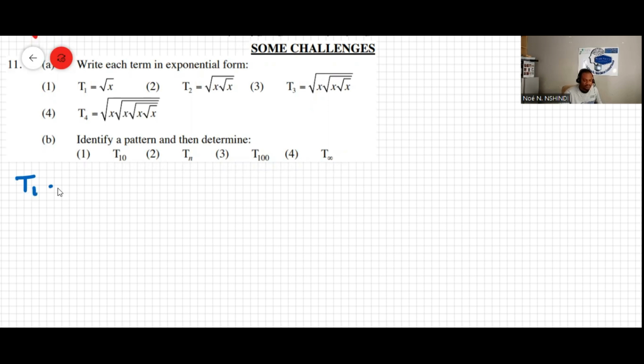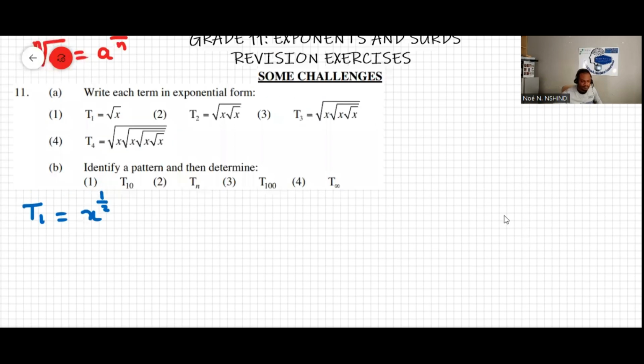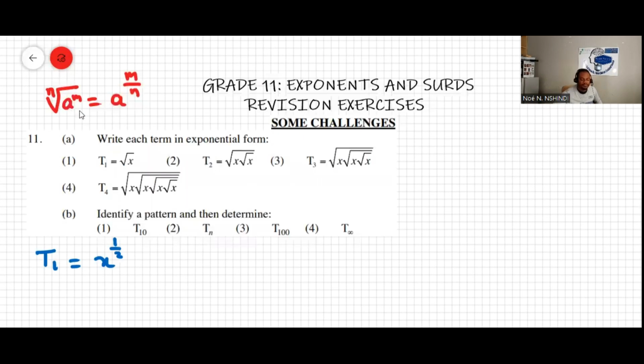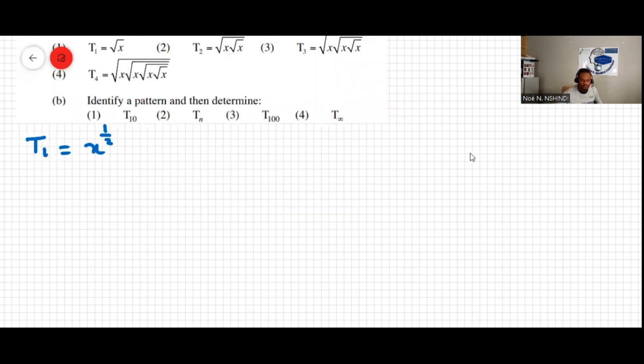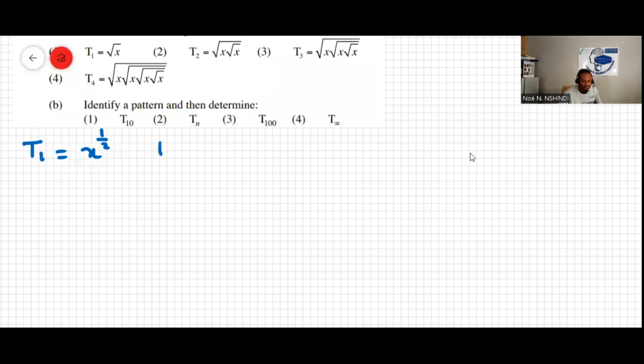T1 will be equal to x to the power of a half. Okay, in exponential form, I use this formula: the nth root of a to the power of m equals a to the power of m over n. And then term 2 will be, you see, this is square root of x of the square root of x. Now, square root of x here, we already find it's x to the power of a half. So I'm gonna write here, it's gonna be square root of x multiplied by x to the power of a half.